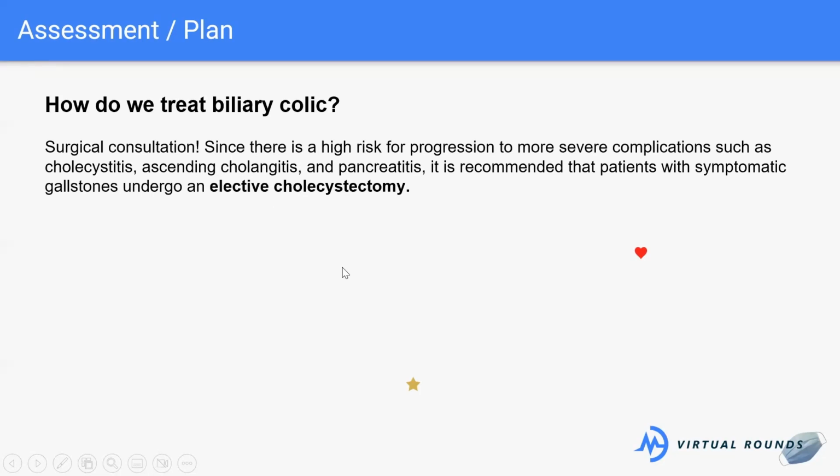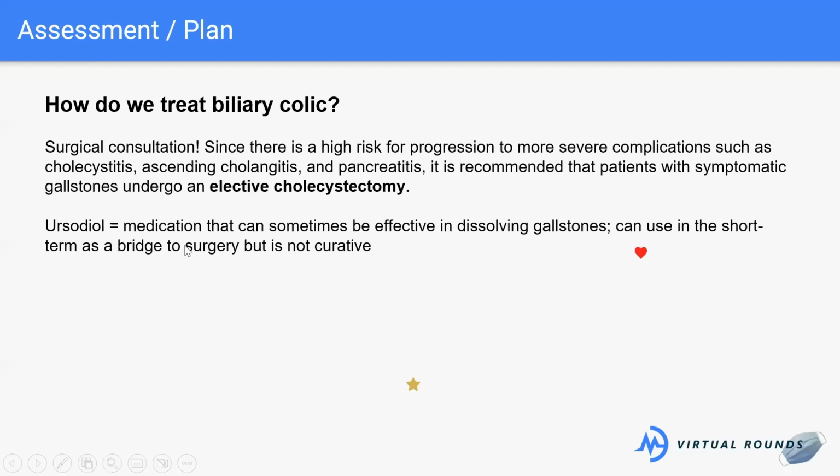If they don't want to do that, or they want to wait for a bit, we do have a medication that can sometimes be used to help dissolve the gallstones, but it's used more in the short term. Okay. So what do you guys want to counsel this patient on? What would you like to tell the patient as far as the plan?